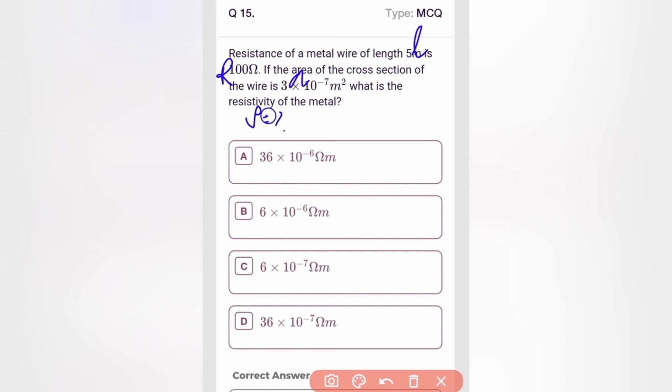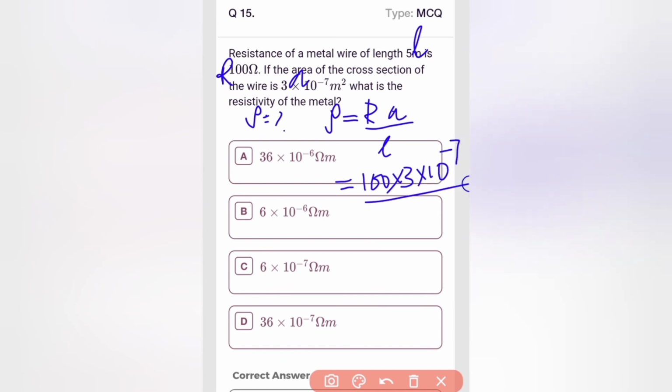So how to find resistivity? What is the formula? We know R is equal to rho L by A, so from that we can rearrange and write resistivity as RA by L. Now substitute the value of resistance. Resistance is 100 ohm, so 100 into area, which is 3 into 10 to the power minus 7, divided by the length. What is the length? Length is 5 meter.